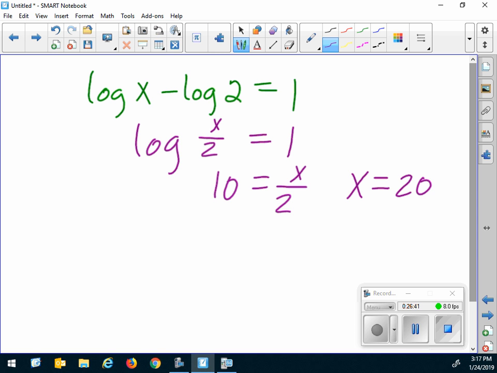Now, log of 20 minus log of 2 is the log of 10, and the log of 10 is 1. You did well. This was a little bit of a chaotic class, but you did well.